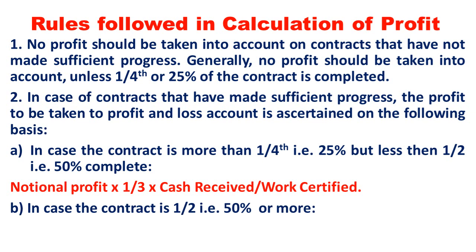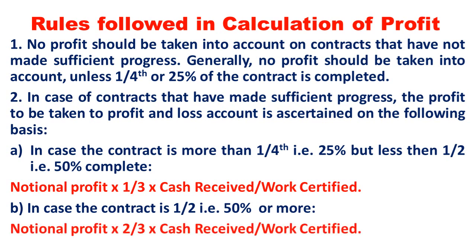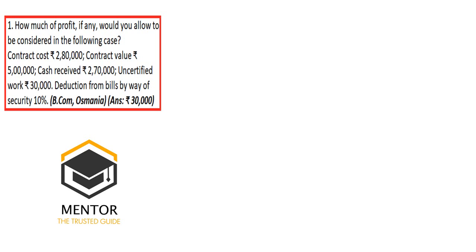Suppose in the second situation, the contract is completed 1/2, that is 50% or more. In such a case, profit is notional profit into 2/3 into cash received by work certified. Please bear in mind, in both the formulas, we have changed only one value. If it is less than 50% and more than 25%, then 1/3 will be taken. If it is more than 50%, 2/3 will be taken. The rest of the formula remains the same. Clear? So we'll take up some questions, 3 short problems I will be covering now.